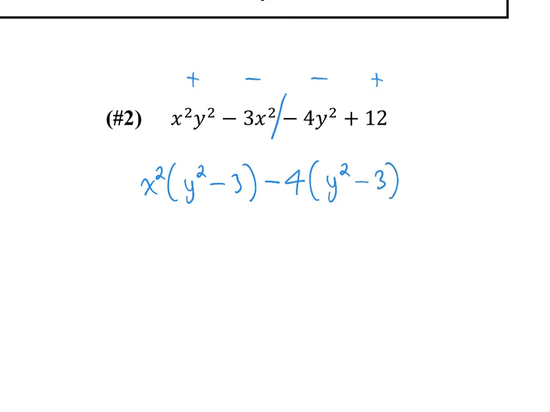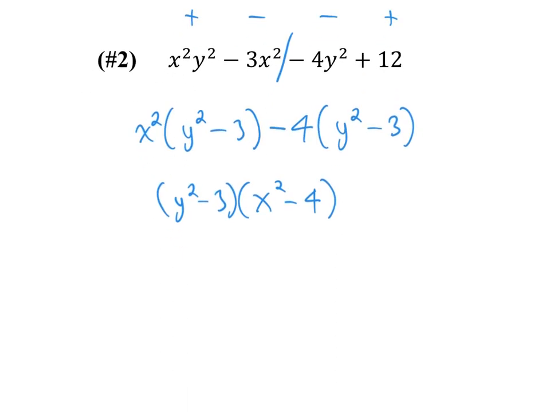All right, now we pull our y squared minus 3 out in front. We have x squared minus 4. But you also want to check at the end. We're actually not done now because we also have a difference of squares in the x squared minus 4, so we can factor this a little bit more.